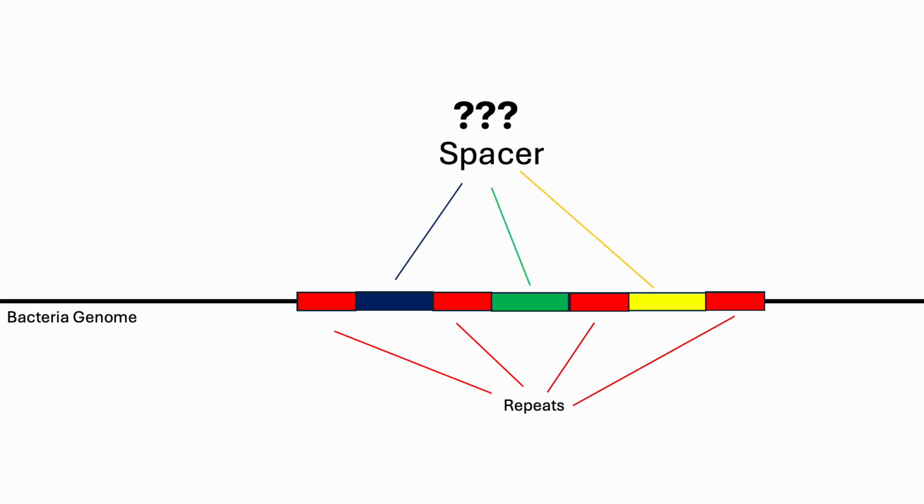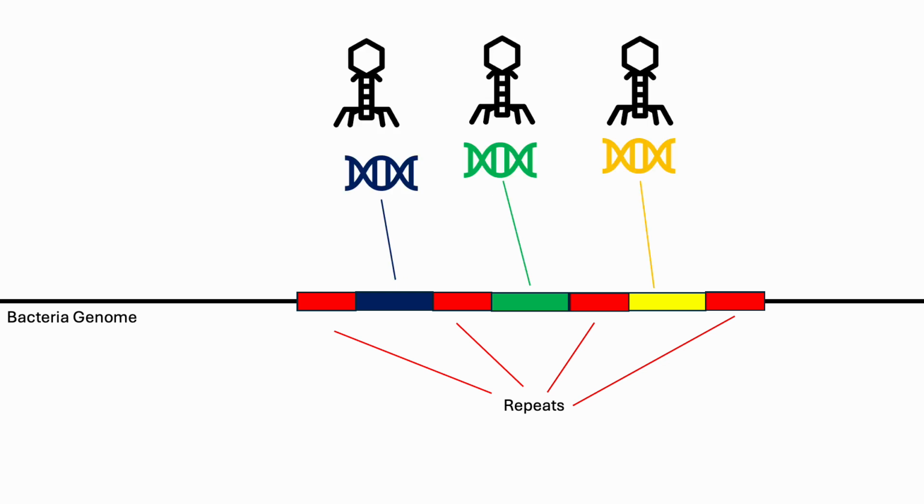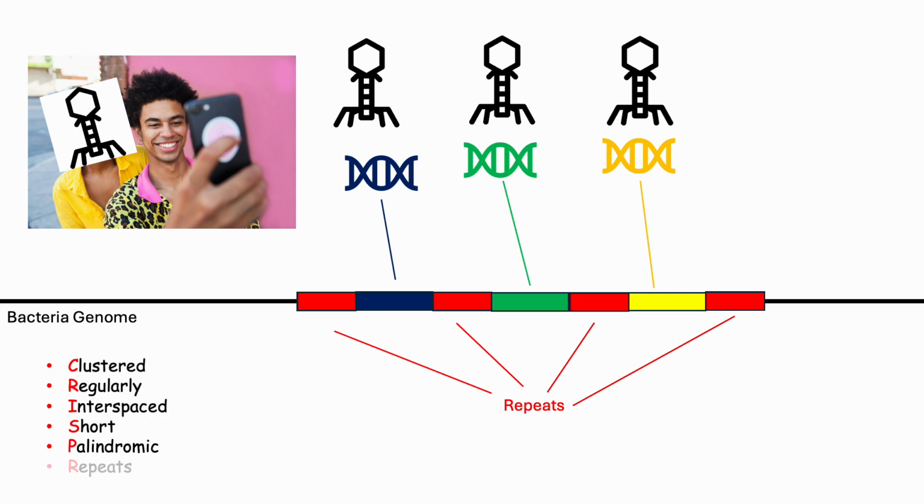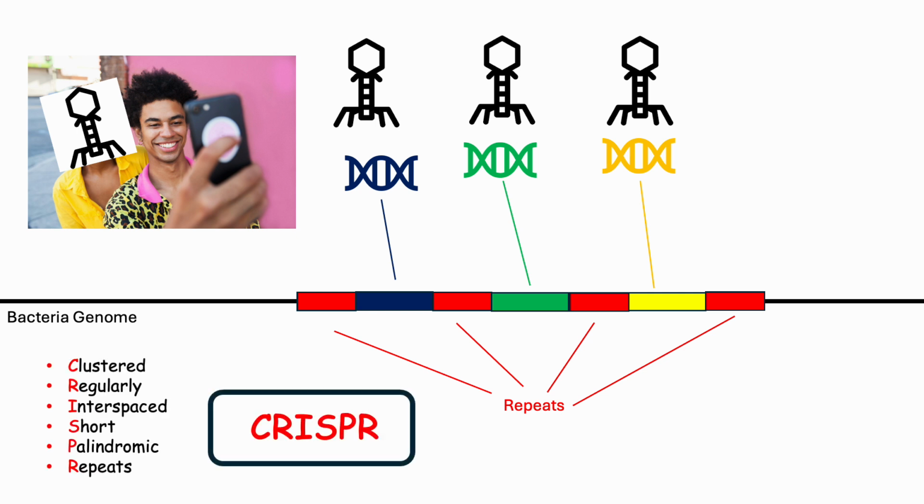Later it was found out that these spacer sequences matched up with the DNA of phages. It was concluded that these spacers in the bacteria's genome were the pictures of past invasions from phages, and were embedded in these clustered, regularly interspaced, short palindromic repeats, or CRISPR. This is how the bacteria store records of previous attacks against the cell.